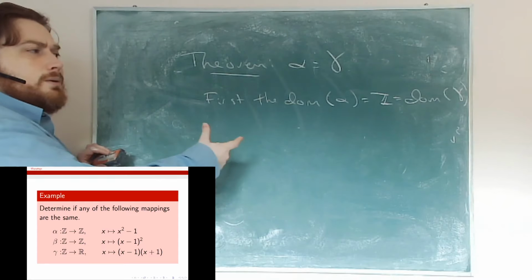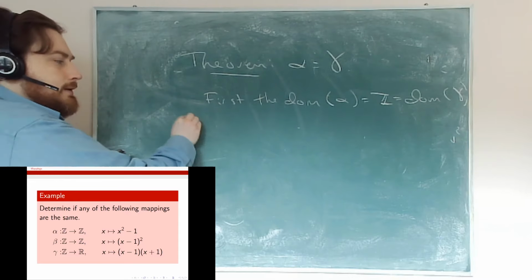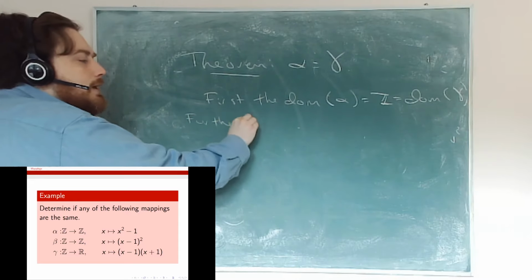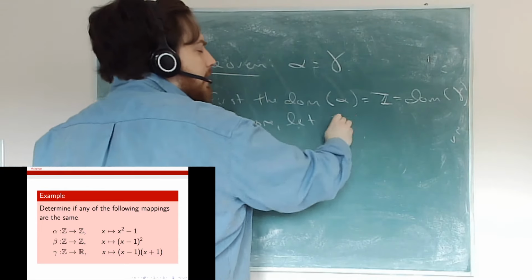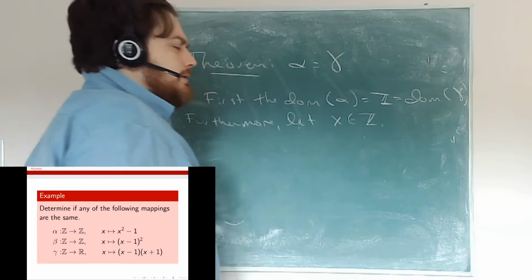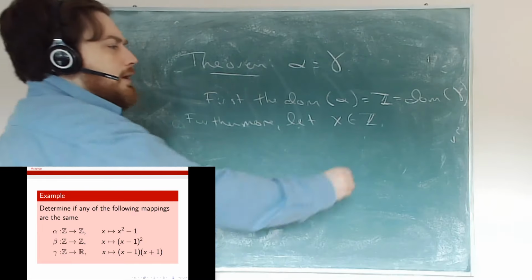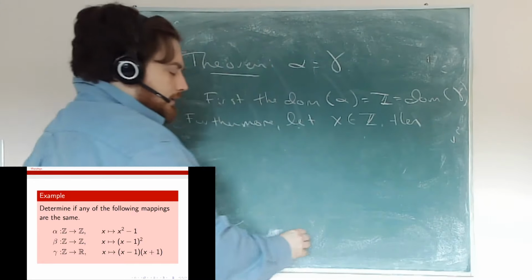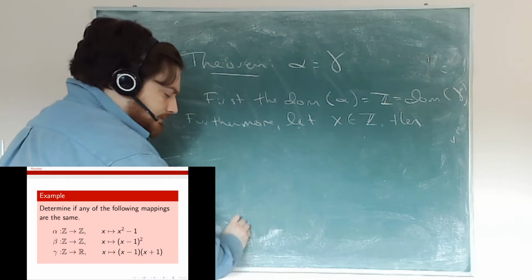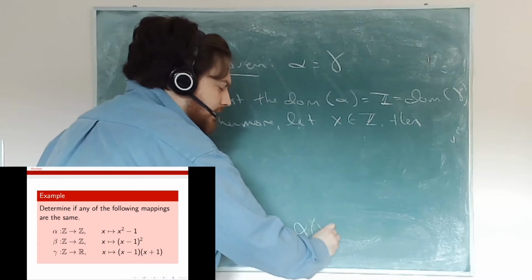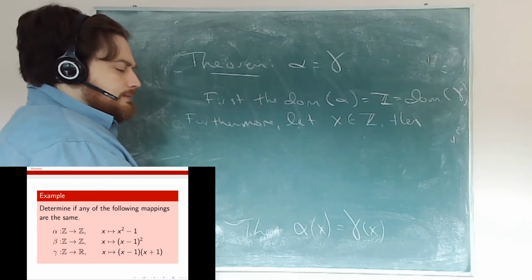Therefore, we have that the two domains are equal because they're both equal to the set of integers. So they have a shared domain. Furthermore, now what I have to do is let x be in the shared domain, the set of integers. Then I have to show that alpha of x is equal to gamma of x. And so I'll write that down here. That's my goal.